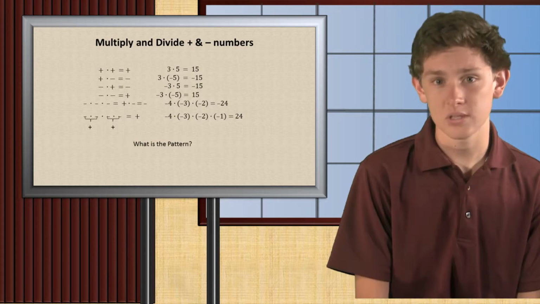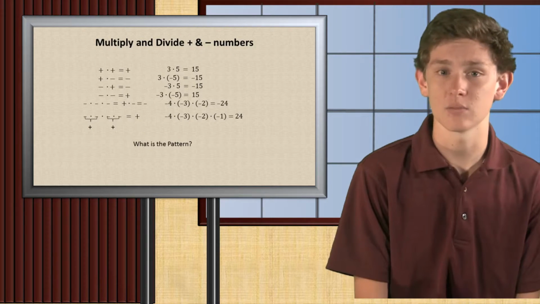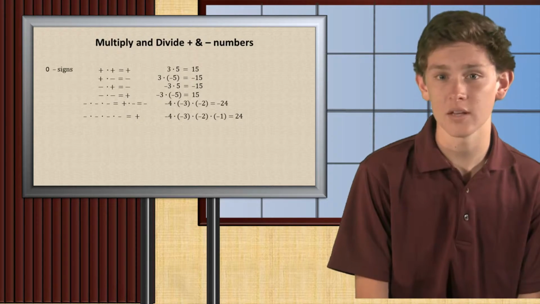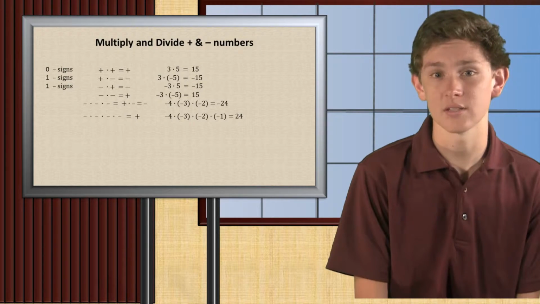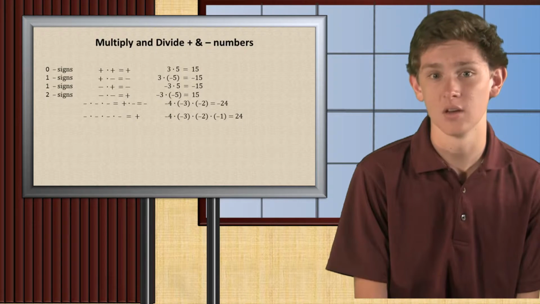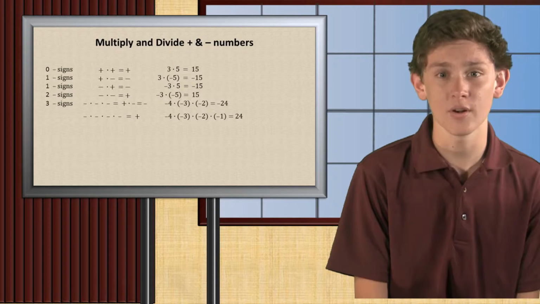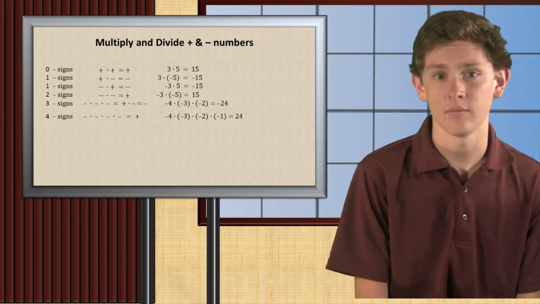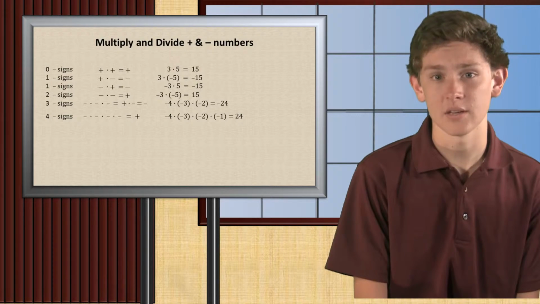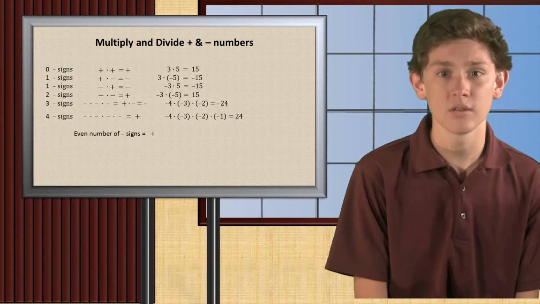Now, what's the pattern? If you're multiplying numbers and have 0 negative signs, the answer is positive. If there's 1 negative sign in the multiplication, the answer is negative. And if there are 2 negative signs in the multiplication, the answer is positive. For 3 negative signs in the multiplication, we get a negative. And for 4 negative signs in the multiplication, we get a positive. Yep, that's an odd and even pattern. If there's an even number of signs, you get a positive answer. And if there's an odd number of signs, you get a negative answer.